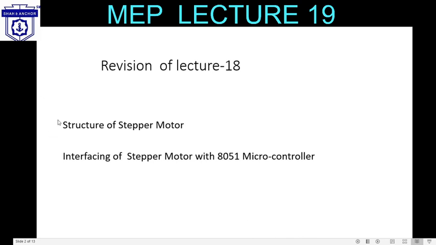It generally has a rotor, and the rotor is surrounded by the stator. There are four different parameters of stepper motors: step angle, steps per revolution, steps per second, and RPM, revolutions per minute. To interface the 8051 with a stepper motor, we need to use one IC, the ULN2003 or ULN2003A. It is a high voltage, high current transistor array relay driver.